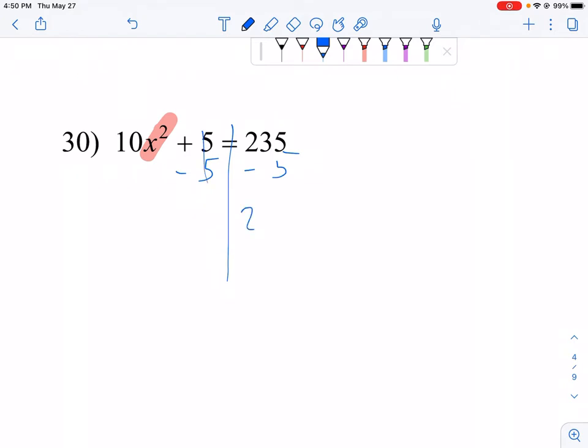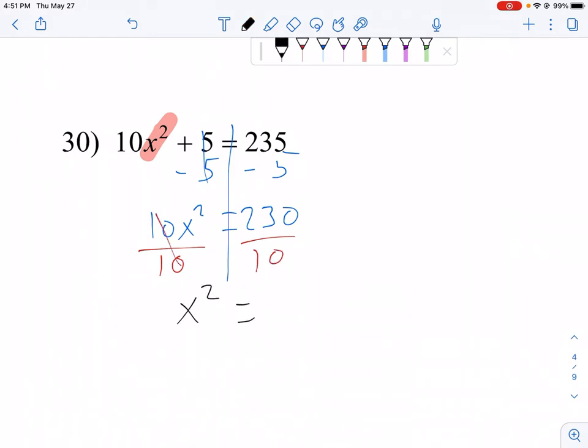That's going to leave me with 230. My next step is to divide out the 10 that's multiplying with x squared. So when I divide both sides by 10, I'm left with x squared equals 23. And now to get x by itself, we're going to take the square root of both sides. The square root undoes a squared, and that's going to give me x equals.